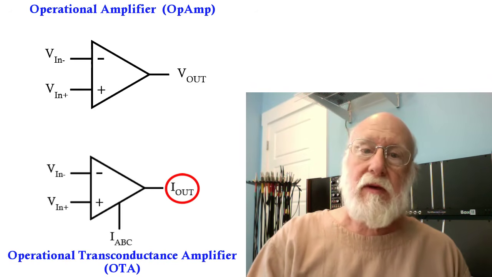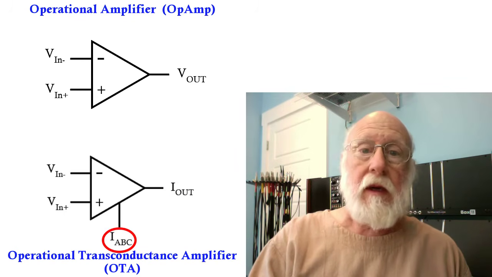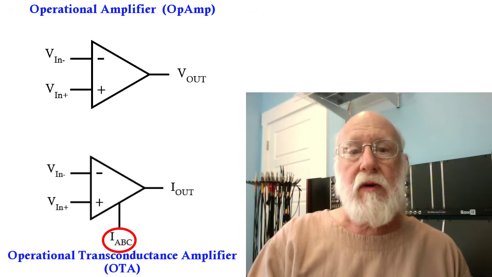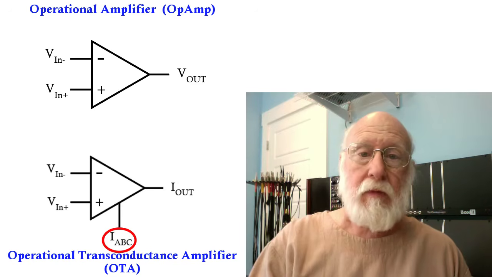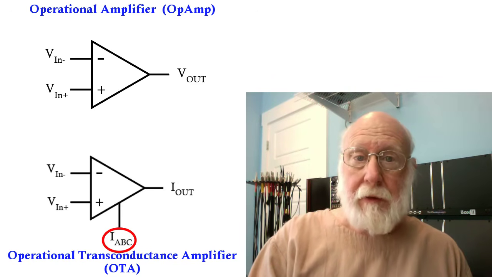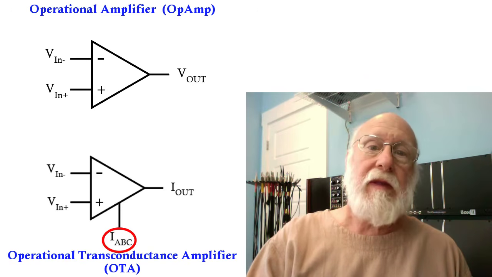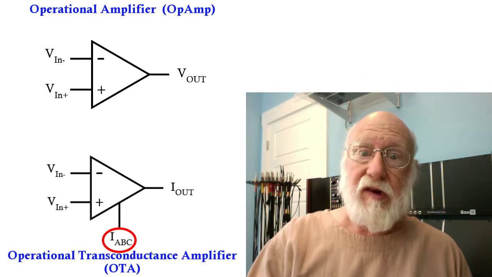In addition to these two inputs and the output, it has a third input called the amplifier bias current. We will talk about this at length as we go through the next few videos. This is a current input, not a voltage input. This is the input that makes voltage control very easy to achieve.